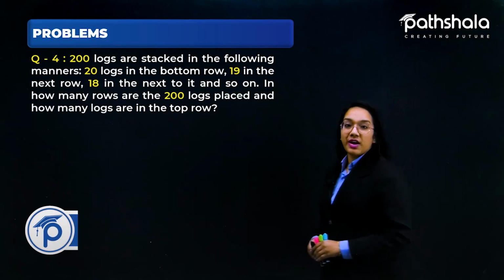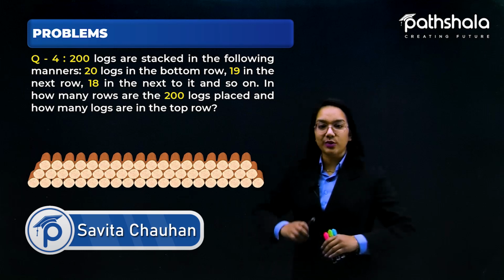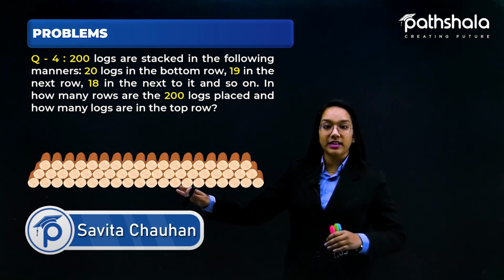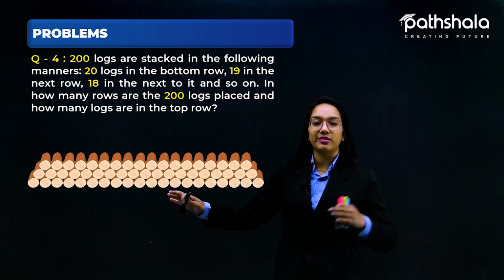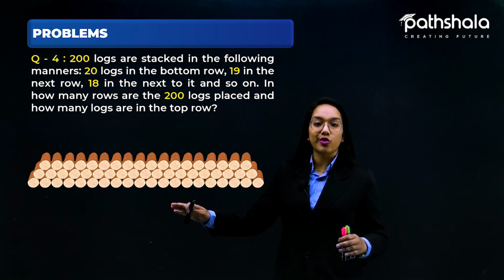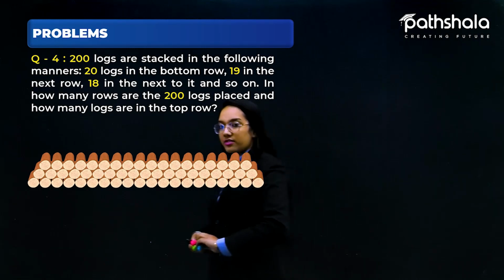Just see the next question now. Question number 4 says 200 logs are stacked in the following manner. As you can see, these are the 200 logs which are stacked in this manner. 20 logs in the bottom row, 19 in the next one, 18 in the next to it, and so on. In how many rows are the 200 logs placed and how many logs are in the top row? So let's start finding out the answer for this one.